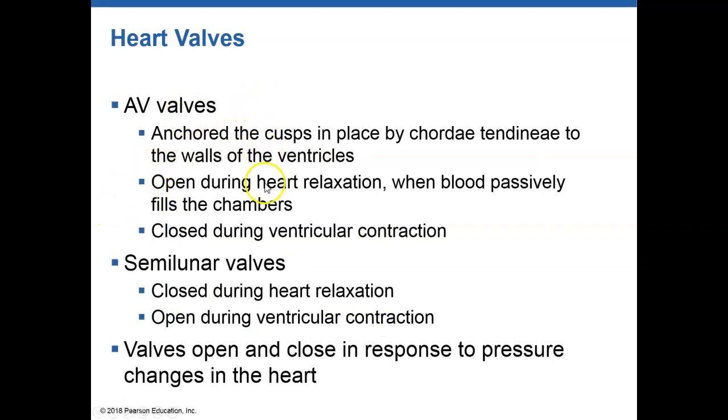So AV valves are anchored to the walls of the ventricles. They're anchored by these chordae tendineae, which are attached to papillary muscles. And so when the heart is relaxed, blood can passively flow from the atria to the ventricles. But when the ventricles start to contract, those AV valves close and they don't open up or invert into the atria. Semilunar valves are controlled by the pressure differences between the ventricles and the blood vessels.